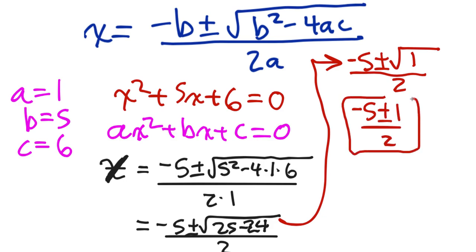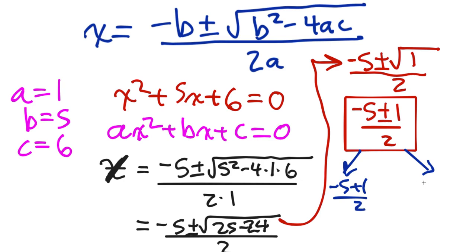Some teachers are cool with the red box. Other teachers are, no, continue working. So we're actually going to have 2 answers for x if you continue working it. We'd have negative 5 plus 1 over 2 and negative 5 minus 1 over 2. This simplifies: negative 5 plus 1 is negative 4 over 2, which becomes negative 2. So that'd be one of the answers for x.